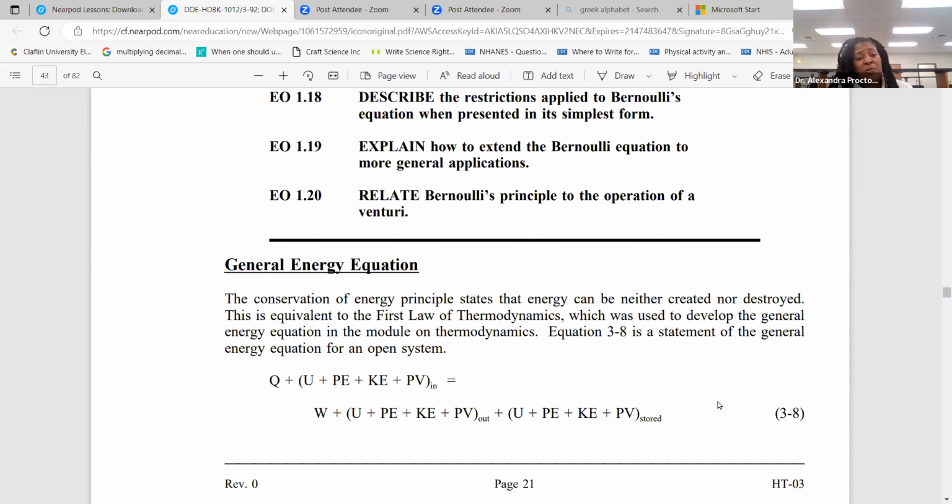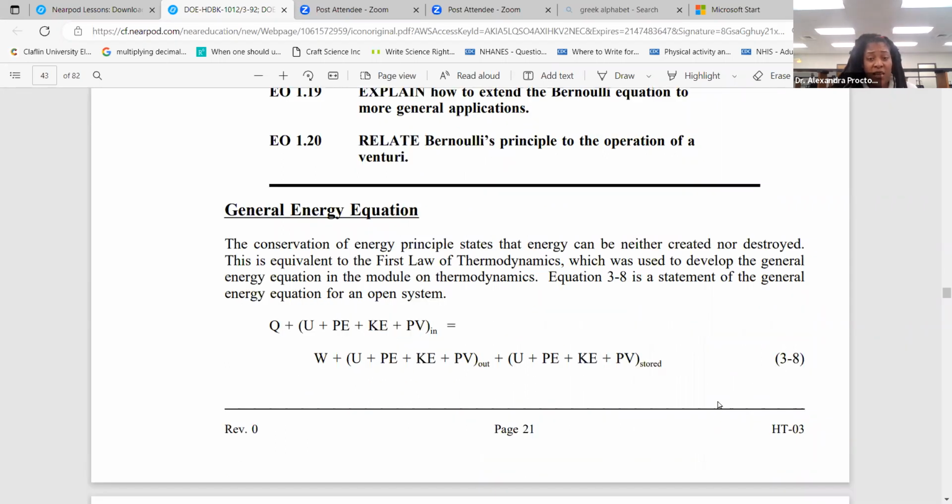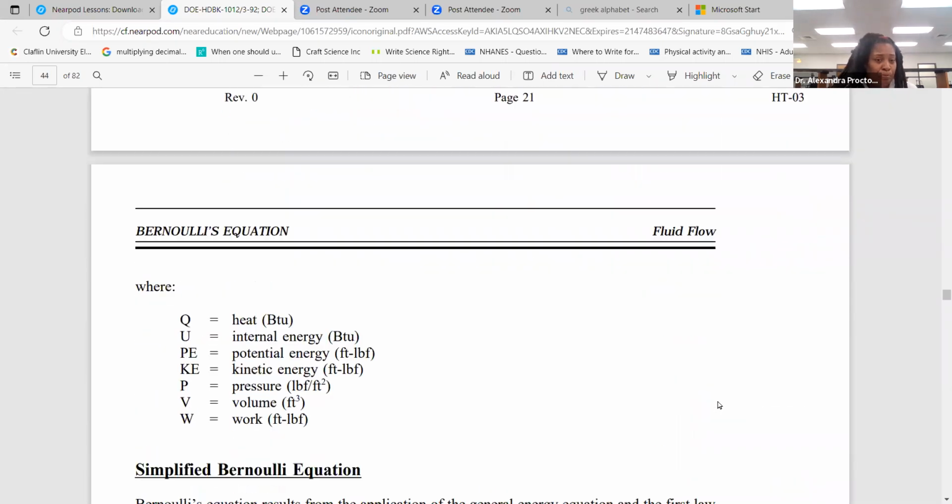is equal to U plus PE plus KE plus PV in is equal to W plus U plus PE plus KE plus PV out, and plus U plus PE plus KE plus PV stored. Okay, so you know that PE is potential energy, KE is kinetic energy, and PV is another way of talking about work, because you can make the substitution for work and you can say that it's P times V.